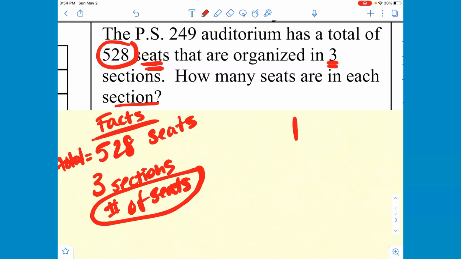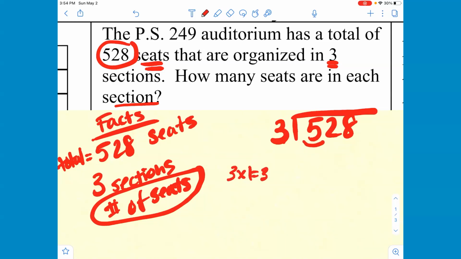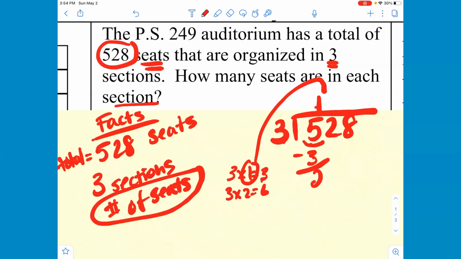All right, let's set up our long division. 528 divided by 3. Okay, so I know I'm making groups of 3, and my first digit here is a 5. 3 times 1 is equal to 3, and 3 times 2 is equal to 6. If I have 5, I can only make one group of 3, so I'm going to put that group right up here. After I make one group of 3, that means I used up 3 of those 5s. So 5 minus 3 is going to give me a remainder of 2.